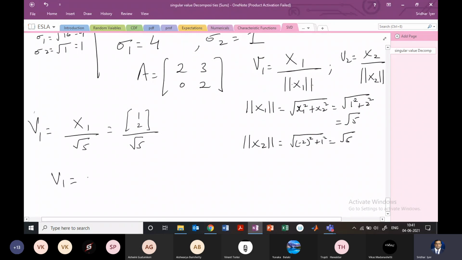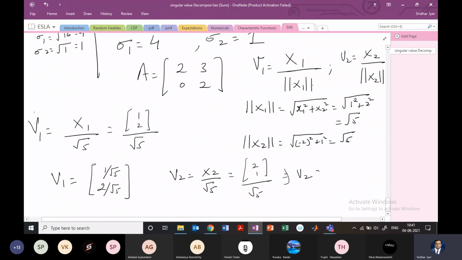Therefore v1 will be a vector. You have 1 divided by root 5, so 1 by root 5, and 2 divided by root 5, which is 2 by root 5. So that will give you v1. Similarly, you get v2, which is x2 divided by root 5. And if you look at x2, the value is negative 2 and 1, right? Which we have calculated in the previous step. So you have negative 2, 1 divided by root 5.